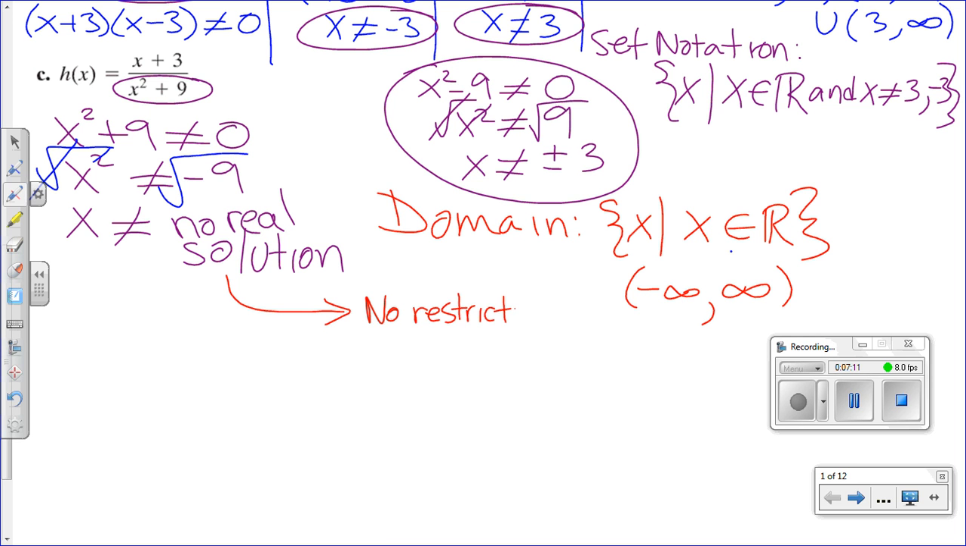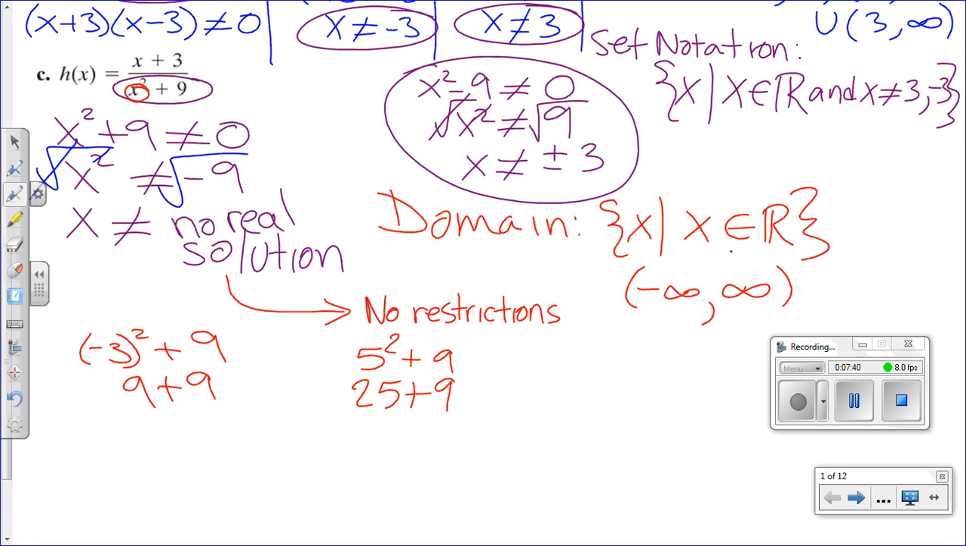And think about it, it doesn't matter what number we choose for x. For example, Jasmine, give me a negative number. Negative 3. So if we say negative 3 squared plus 9, we will get 9 plus 9, and that will be 18, right? We're not going to get a 0. Adelina, give me a positive number. 5. So 5 squared plus 9, so that will be 25 plus 9, which is equal to 36.